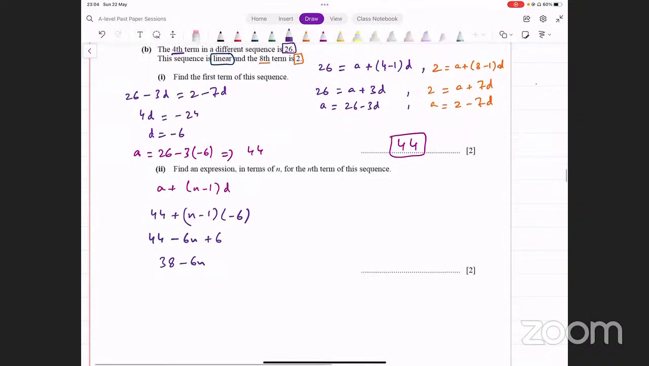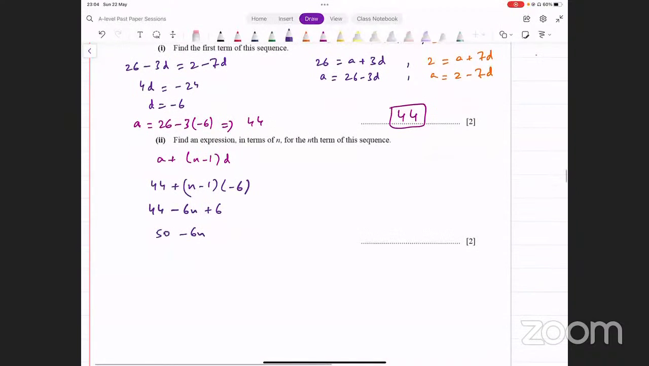Okay, sorry, it should be 50. 44 plus 6, that is 50. 50 minus 6n, that's your final result. Let's write that down here. 50 minus 6n, that's the nth term formula. Okay.